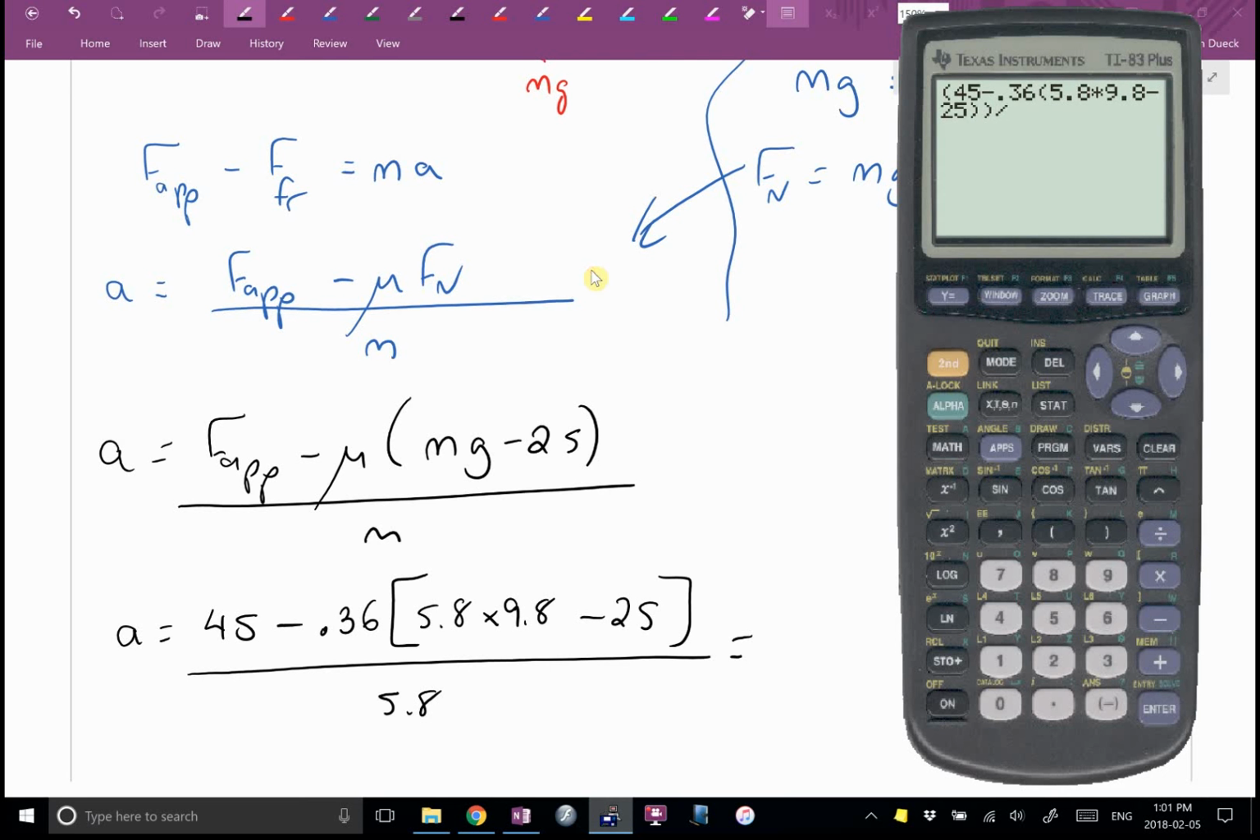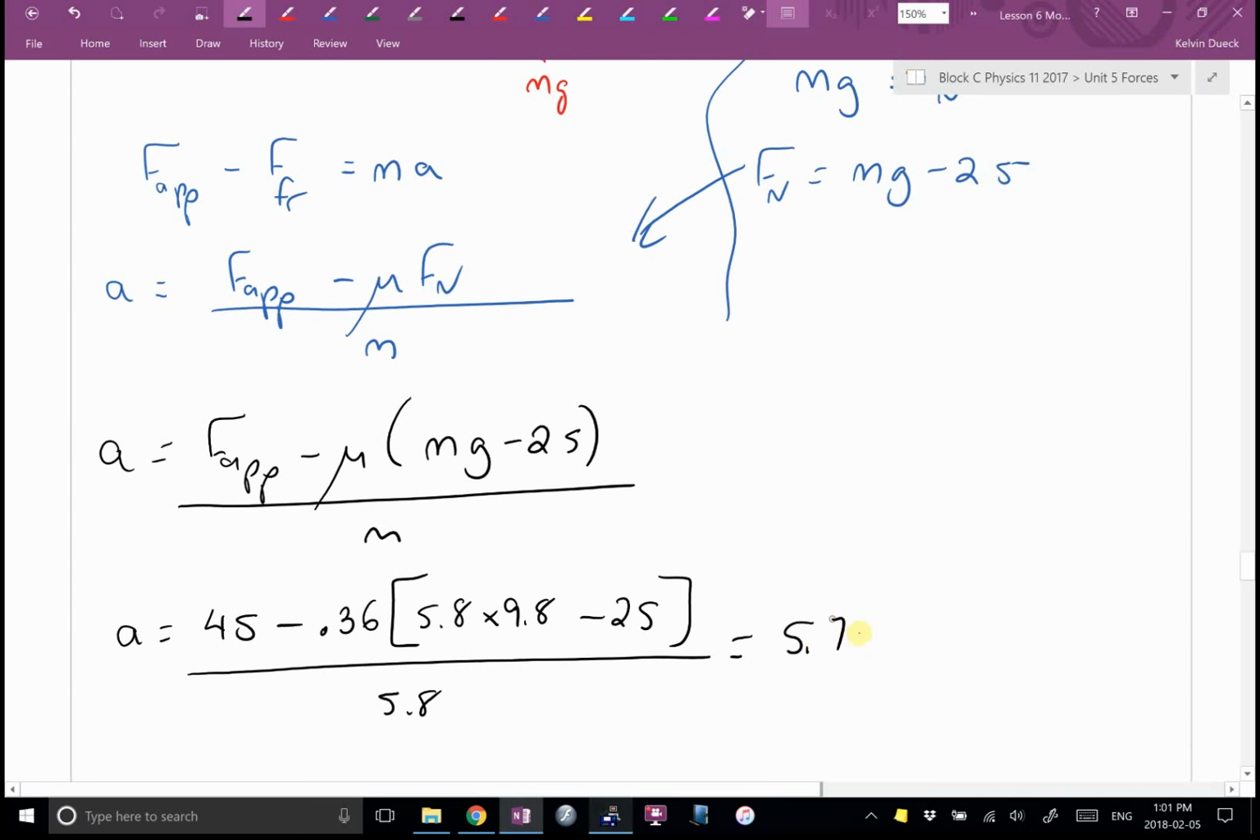Divided by, is there more than one thing on the bottom? Go ahead and brackets. 5.8. And I get 5.78. Anybody else? Yeah? Chloe, units, it's an acceleration. Yep. So I would consider this fair game.